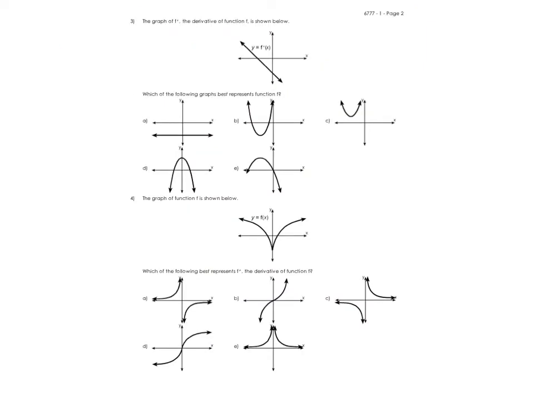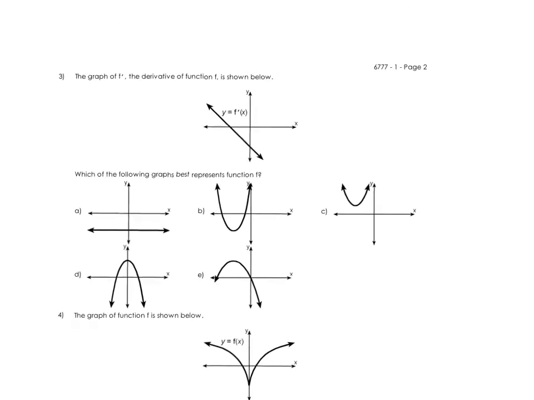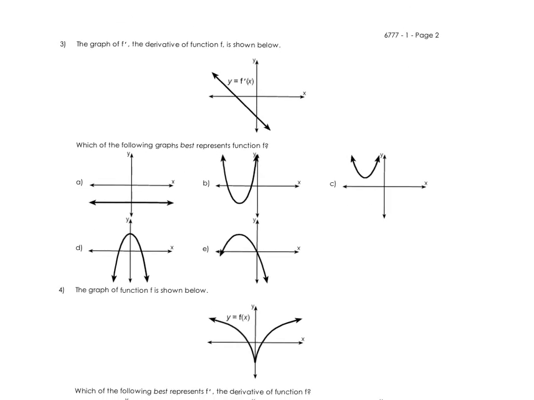Next one. Now in number 3, I'm looking at the graph of the derivative. Very important to note, because if you think that this is the function, then you would probably pick choice A to be the derivative. If this was the function, then choice A would be the derivative. That's why it's important to know what you're looking at. This is the derivative, I need to pick the function. Which of the following must be the graph of the function?